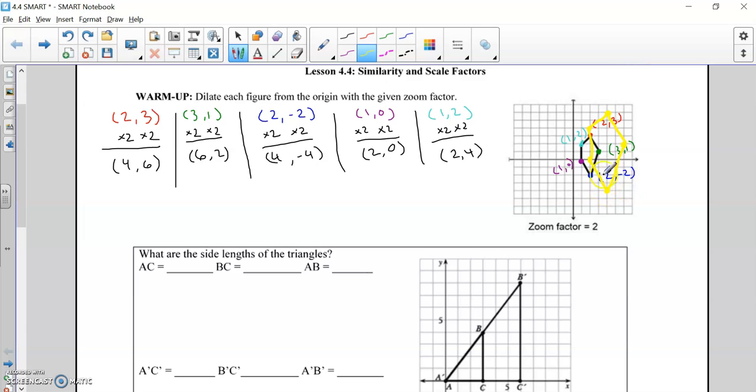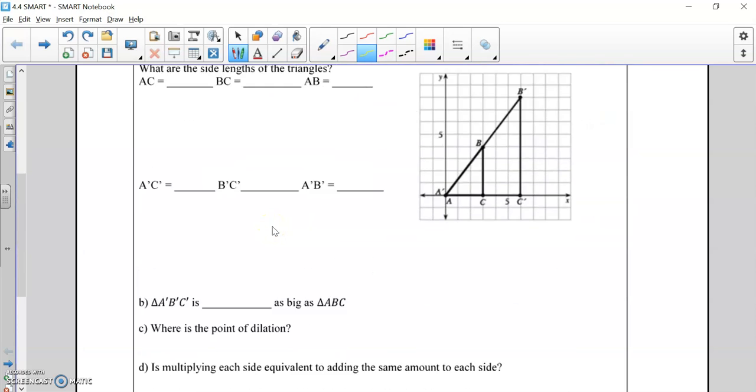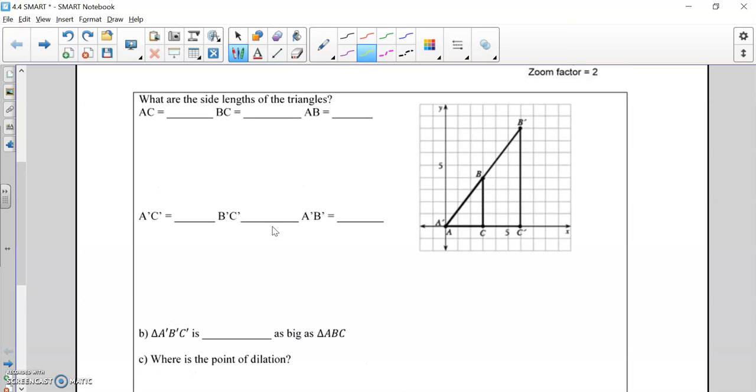All right, so you can see that that's just an enlarged version of the original. All right, and that's how you do these dilations on a graph. Alrighty, moving on to some more specific similarity stuff.